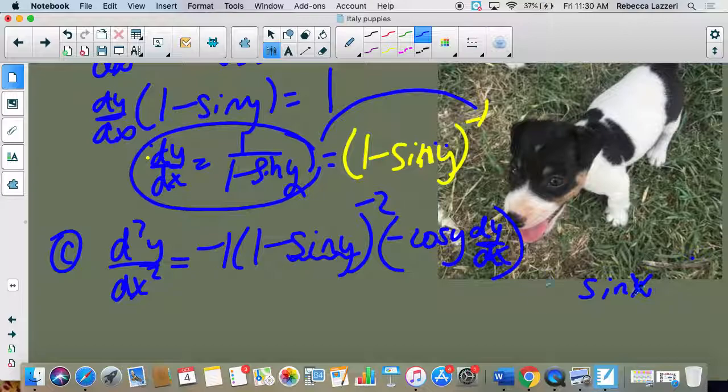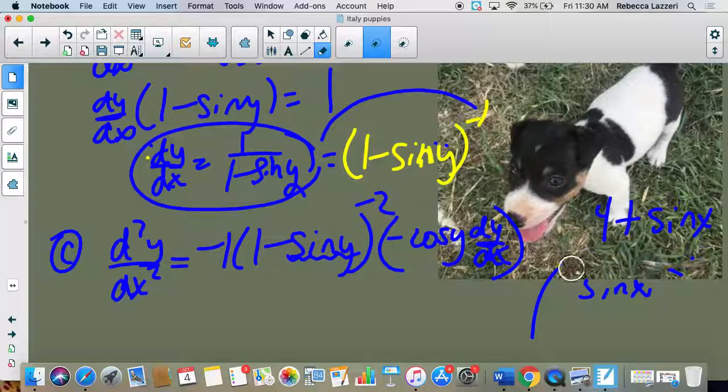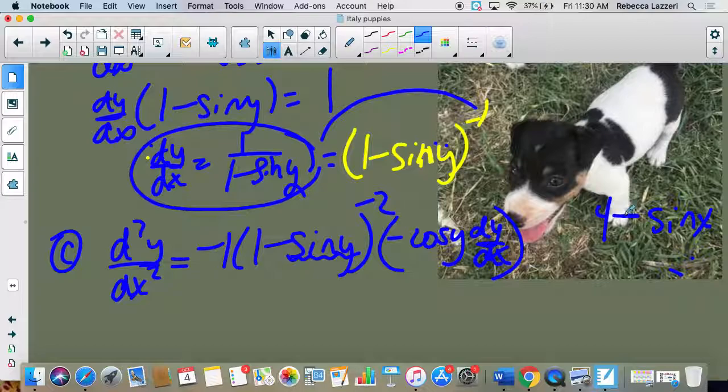Just this. Look over here. What's the derivative of that? Anybody? Cosine x, right? So stay with me. What's the derivative of 4 plus sine x? Cosine x. But what if I have this, Caitlin? It's negative cosine. Why is it negative? Because it's negative sine. Yeah, I did this.